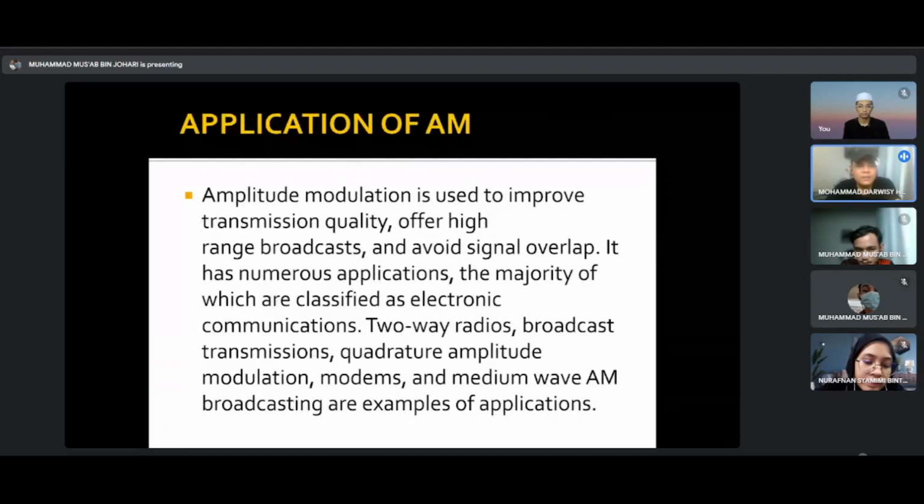Application of AM: amplitude modulation is used to improve transmission quality, offer high range broadcast, and avoid signal overlap. It has numerous applications, the majority of which are classified as electronic communication, which are two-way radios, broadcast transmissions, quadrature amplitude modulation, modems, and medium wave AM broadcasts as examples of the application.